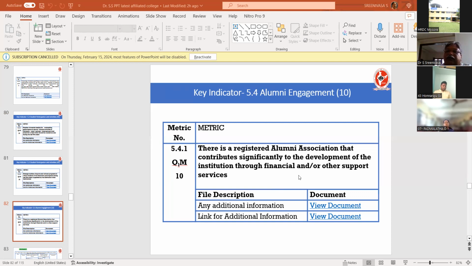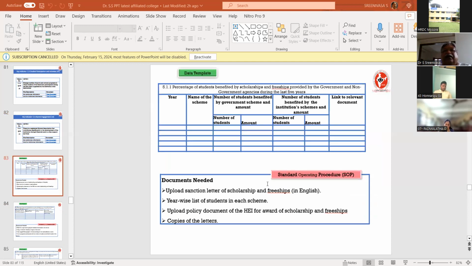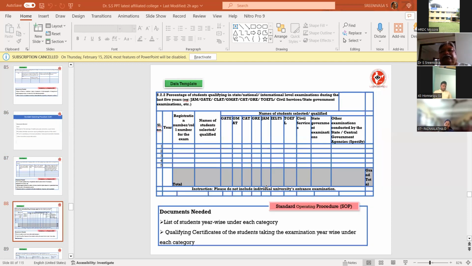This weightage is 10 into 4, which means 40 marks is there for alumni engagement. That means once your students pass out of the institution, there should not be a break in bonding. These students who graduated from your institution have to come back, recognize the activities done in the institution, and contribute to the institution back. That is the motto of this metric.